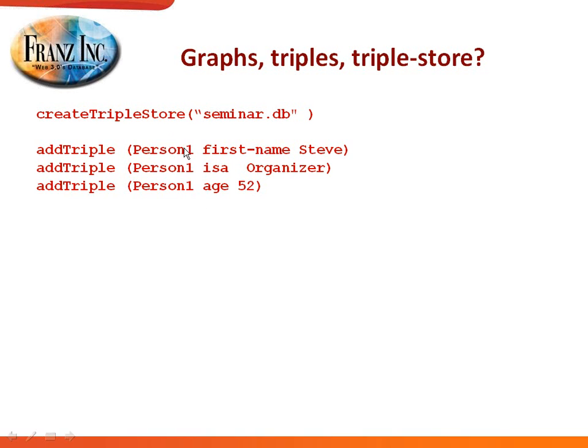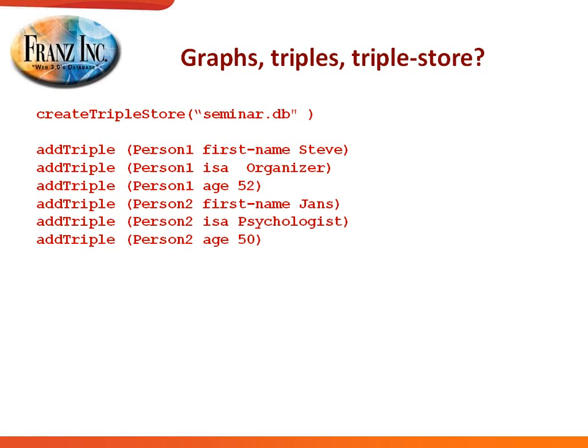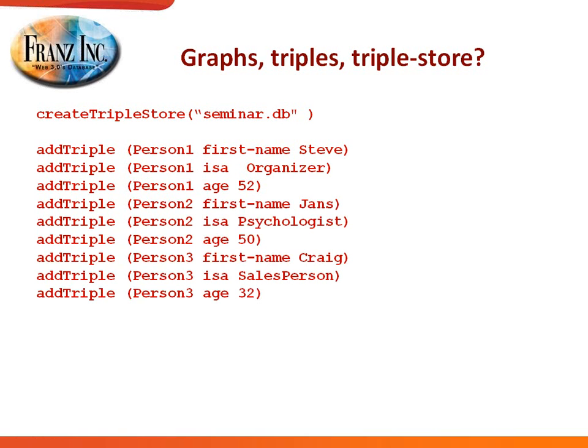In the language of the semantic web, person 1 would be the subject, this would be the predicate, and this would be the object. I hope you can see my mouse move here. Okay. So now we've said something about Steve. Now let's say something about myself, Jans, who's a psychologist and is 50 years old. And let's say something about my other colleague here, Craig, who is a salesperson and is 32. So now I have 3 objects in my database.